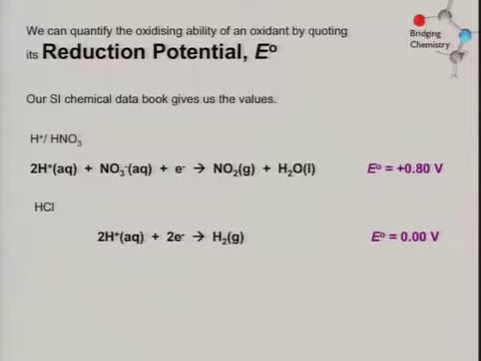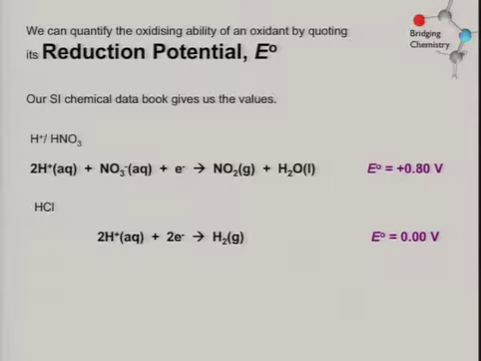And you may well have seen that reaction somewhere, because that's the thing when you put zinc in hydrochloric acid and then you do the pop test to check that you're making hydrogen. This would be the reaction that happens there. The H plus ions are reduced to H2 gas. And the number for that is 0.00 volts.